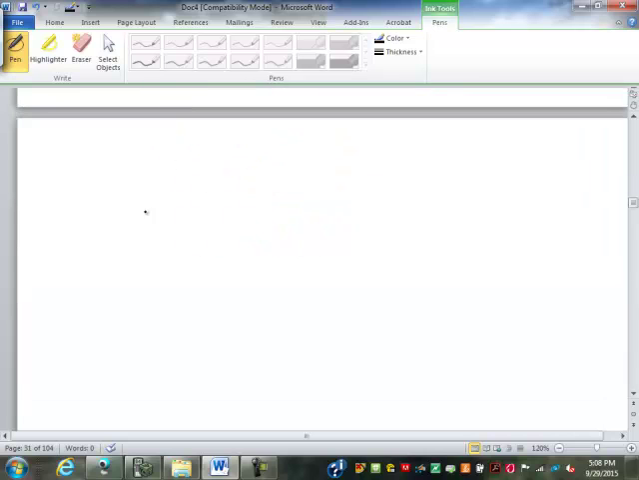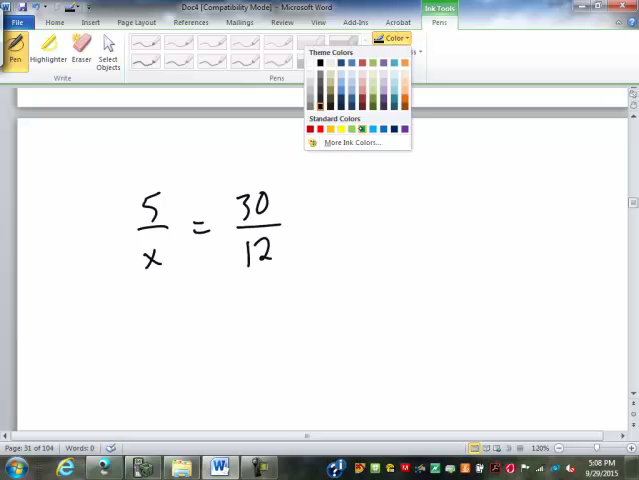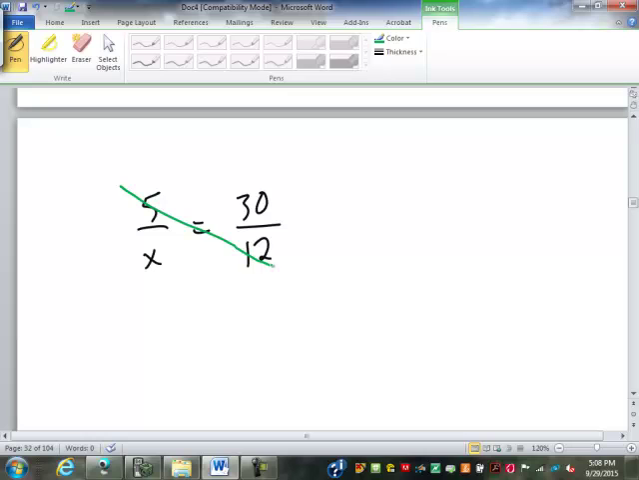You're going to have proportions like 5 over x equals 30 over 12. Cross multiply. 5 times 12 is 60 divided by 30. X equals 2.